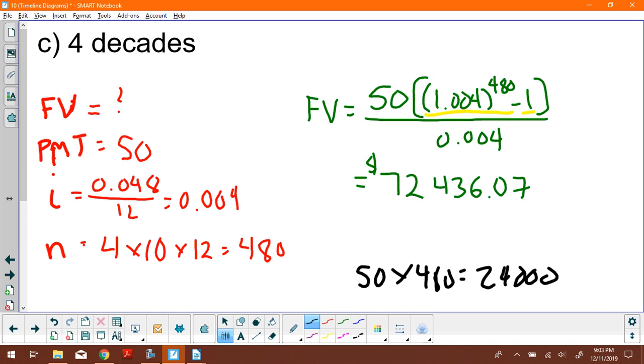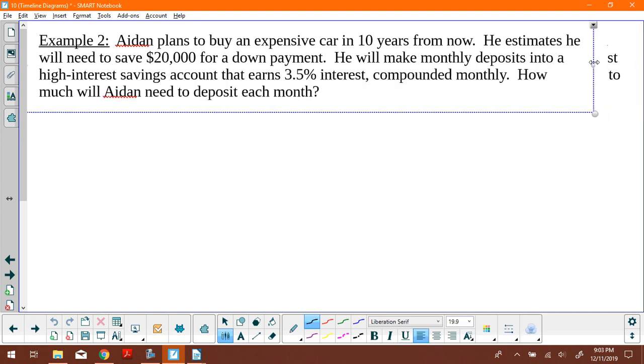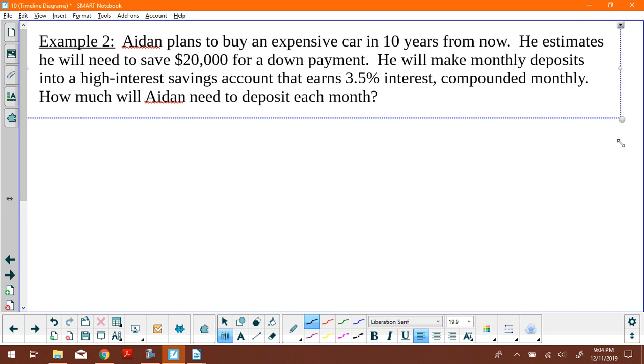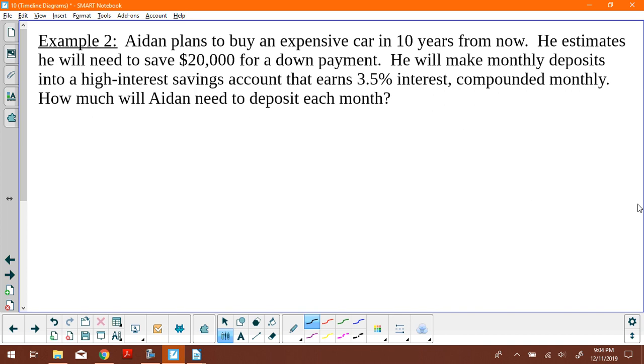So I'm just going to do one more example, kind of going in the other direction. Aiden plans to buy an expensive car 10 years from now. He estimates he will need to save $20,000 for a down payment on this car. He's going to make monthly deposits into a high interest savings account that earns 3.5% interest, compounded monthly. How much will Aiden need to deposit each month?